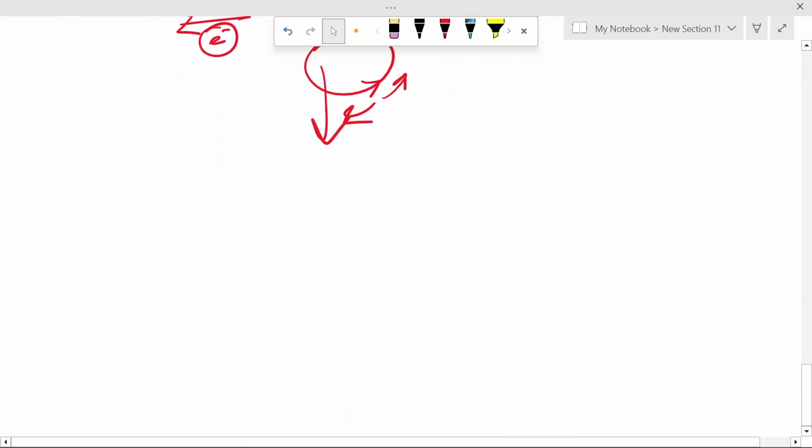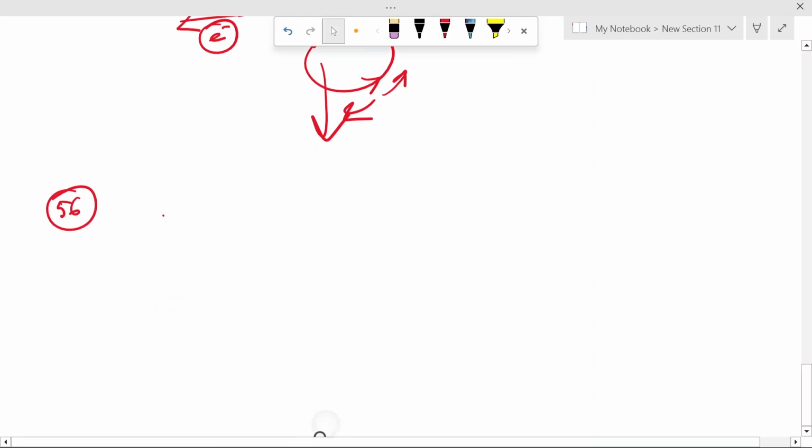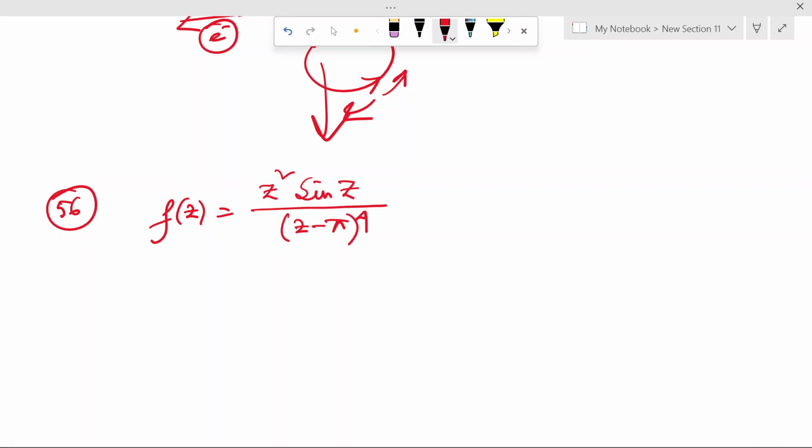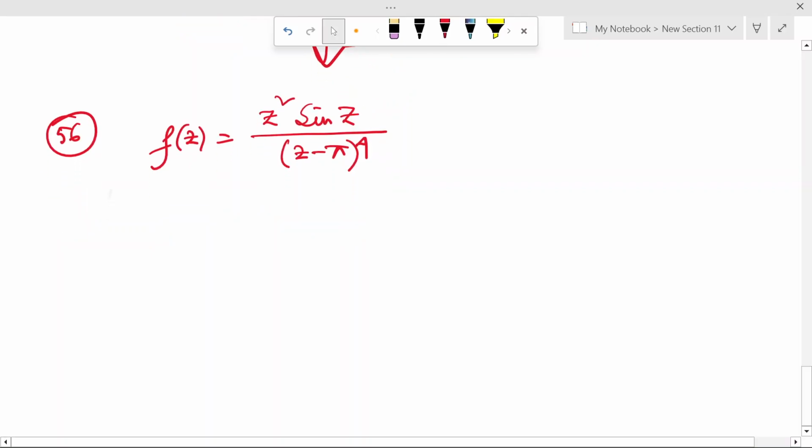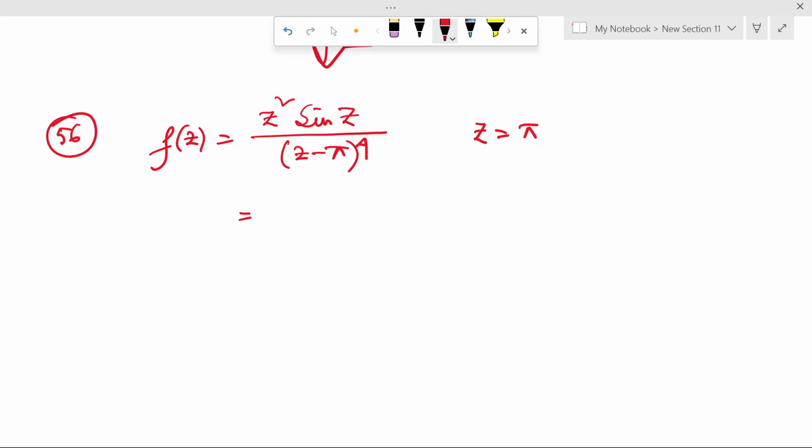Now the next question is from complex analysis, question 56. The function f(z) is equal to z squared sin z by (z minus pi) to the power 4. What are the poles and residues of this system? So what will be the poles? Let's look around z equal to pi. Let's expand it around z equal to pi. The z squared, nothing to expand here.